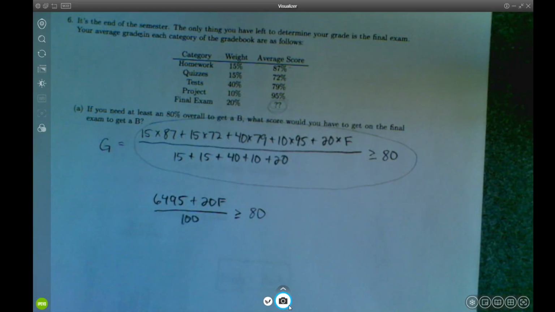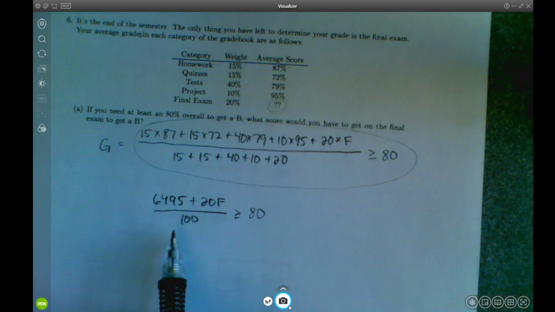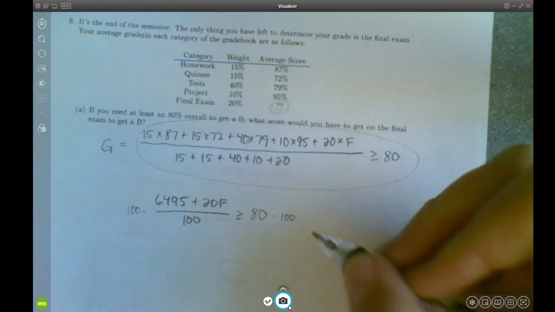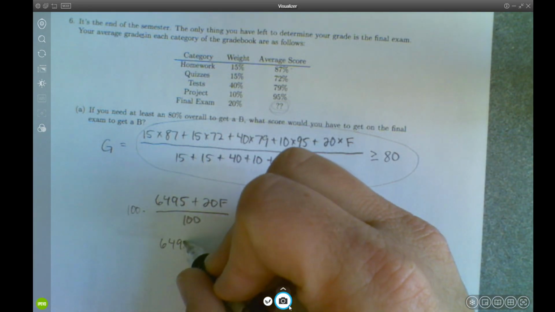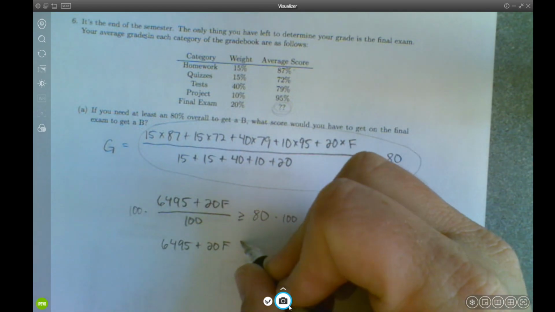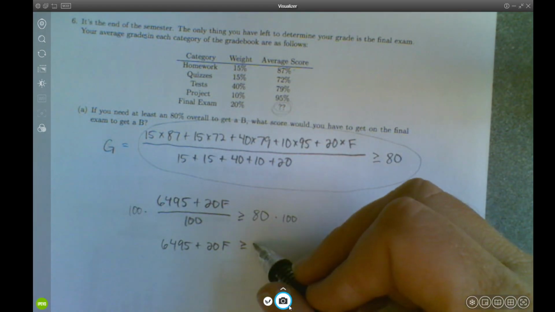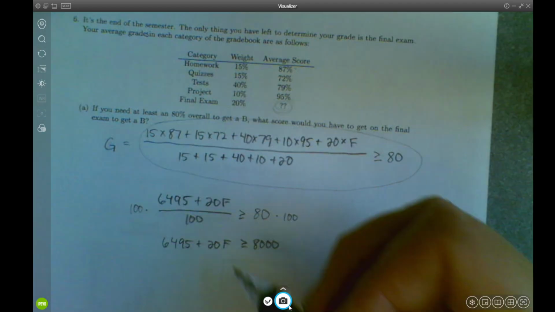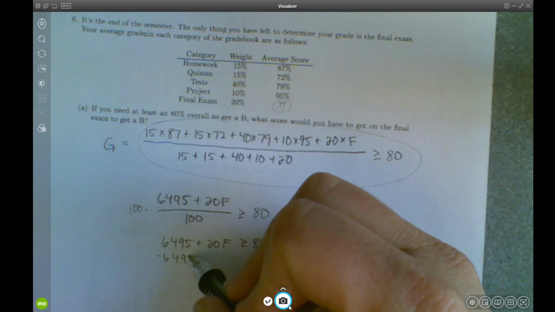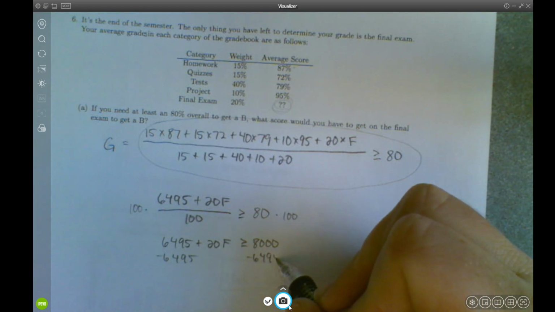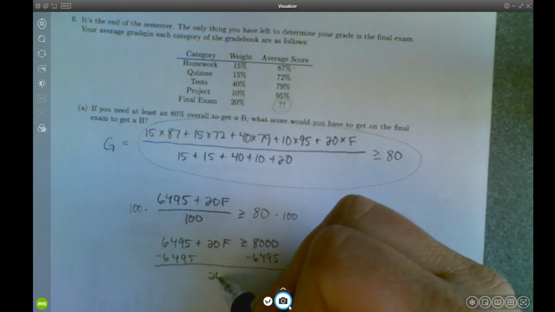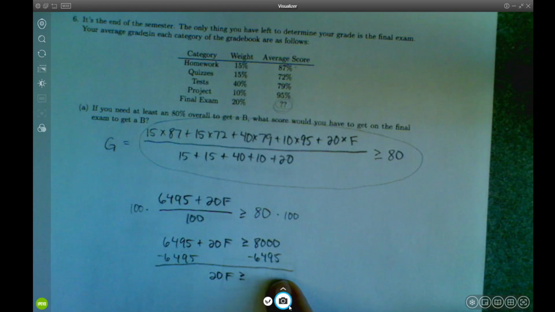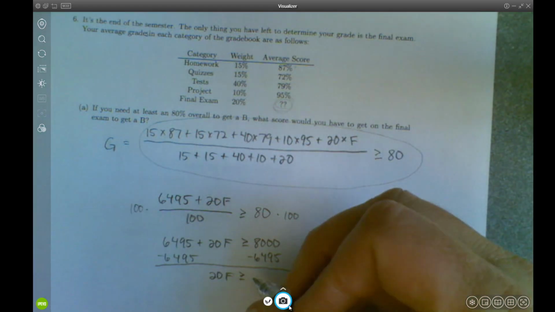And now I need to solve for F. So the first thing I would do then is multiply by 100. If I multiply both sides of this by 100 so I can clear that fraction, then I have 6495 plus 20 times F needs to be bigger than or equal to, I would just add 2 zeros to this, 8,000. And now to solve for f, I would subtract 6495. And I have 20f needs to be bigger than or equal to, oh goodness, that would be 1505, right?